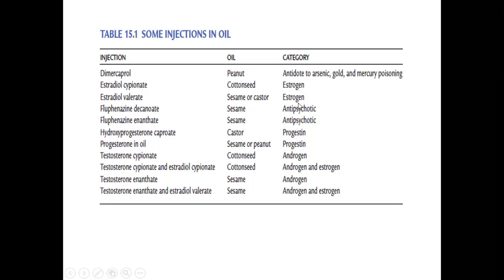Both are in the estrogen category. Then fluphenazine decanoate and fluphenazine enanthate are used in the antipsychotic category, and these are prepared in sesame oil, used as a vehicle. Then other injections are there, mainly for hormonal therapy and depot therapy. Castor, sesame, peanut, or cottonseed oil, different oils are used as a vehicle.